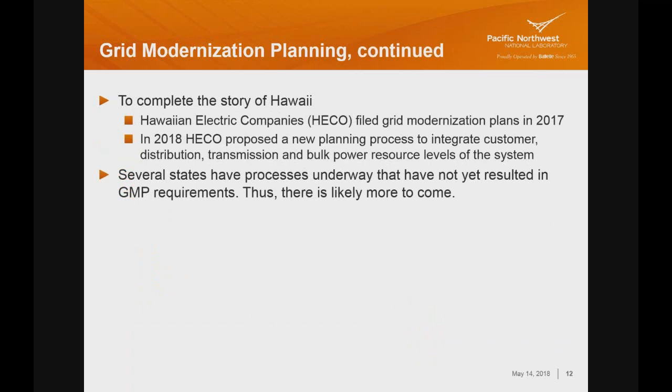Just to finish the story of Hawaii, they did file a grid modernization plan in 2017. You would find a hot link to that plan in our report. They also filed a new and very interesting, innovative approach where they attempt to integrate customer distribution, transmission, and bulk power planning. Very interesting. It's a new filing. I don't know where it's going to go in the future, but I found it fascinating to see that. Several other states are engaging in processes. They haven't resulted in requirements yet, so there is more to come.